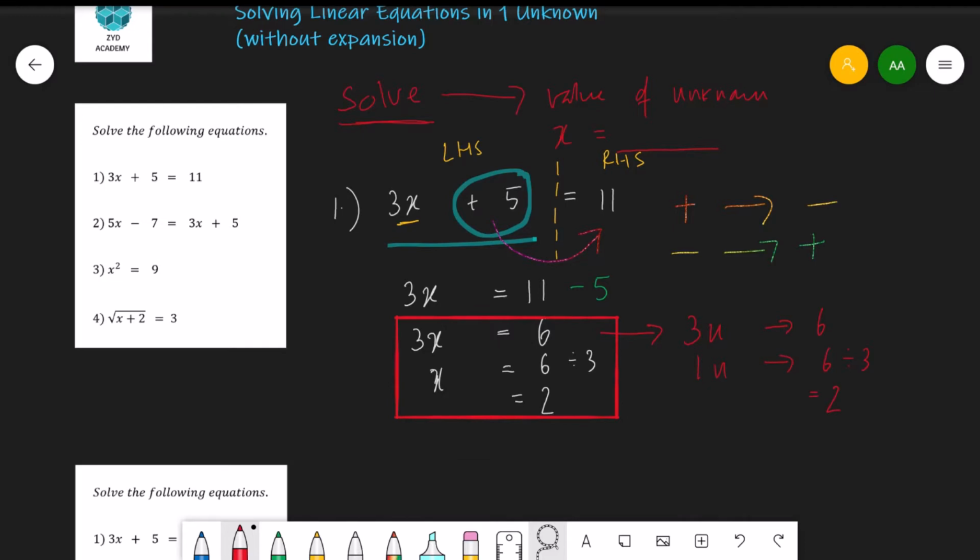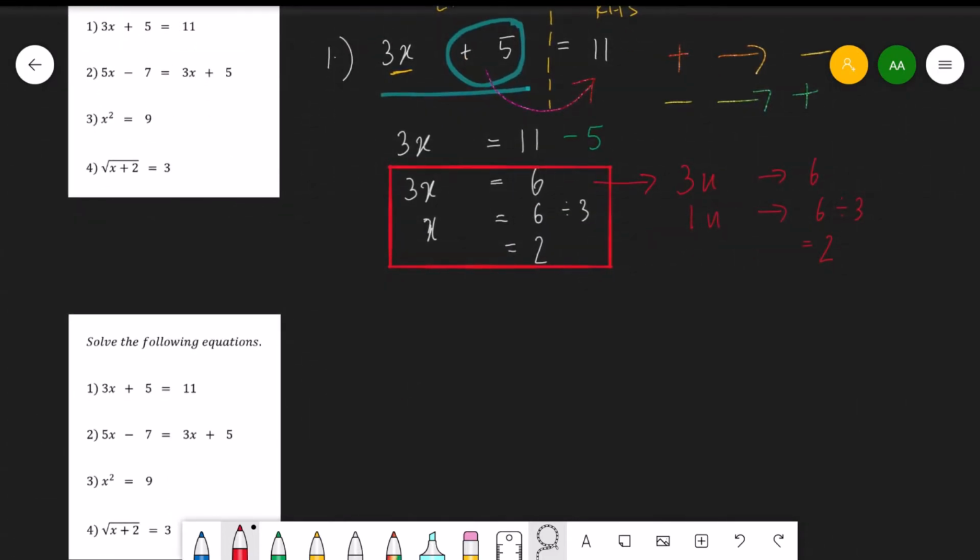Let's move on to the second example, number 2. So we have 5x minus 7 equals 3x plus 5. What's different from number 1 is that there are now two of your unknowns in the equation. Let's identify our unknowns here. We have 5x and 3x. The unknowns are on both sides of your equal sign.